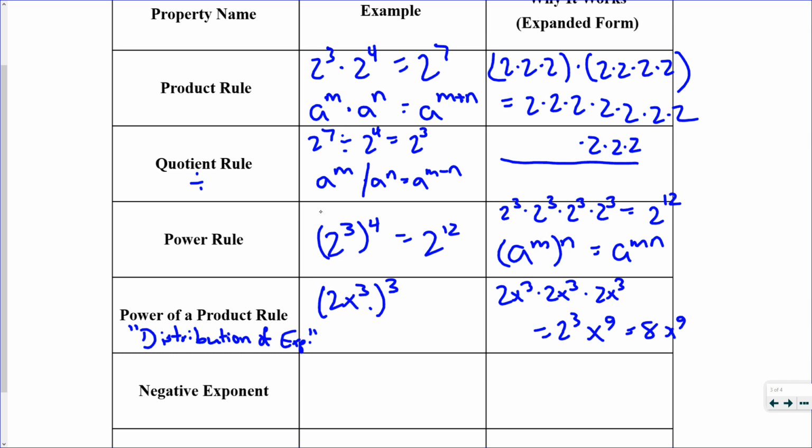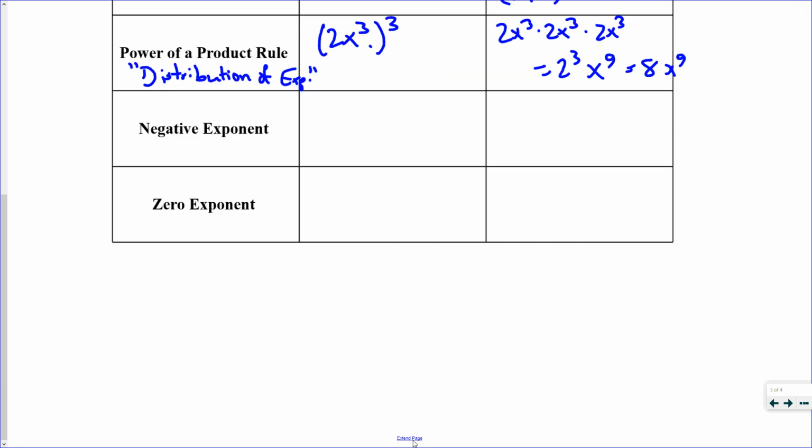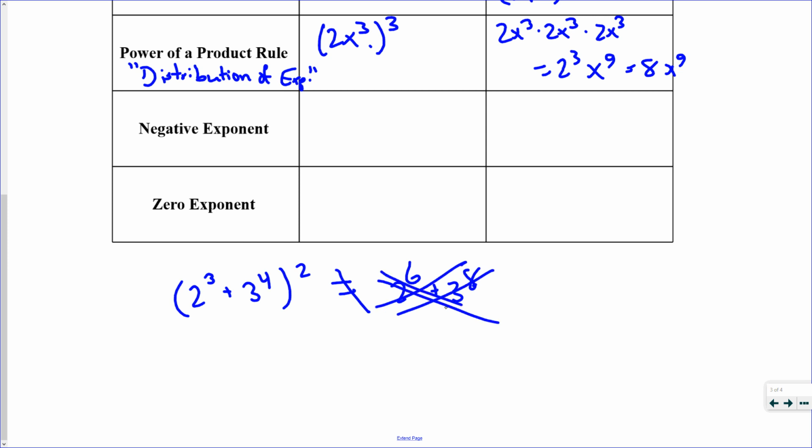So in other words, I'll put this down here at the bottom. This is another common thing that I see: if I have the term 2 to the third plus 3 to the fourth, squared, this is not equal to 2 to the sixth plus 3 to the eighth. Bad, bad, bad. Don't do that. Bad. I'm crying. I don't ever want to see that, please.